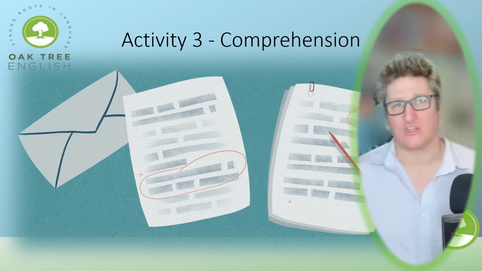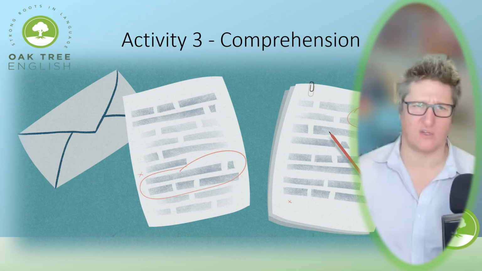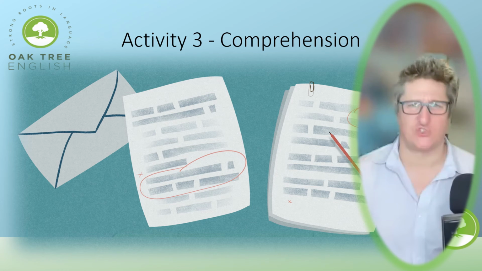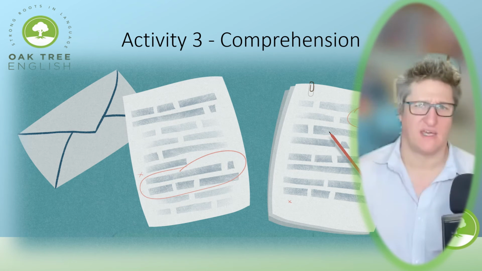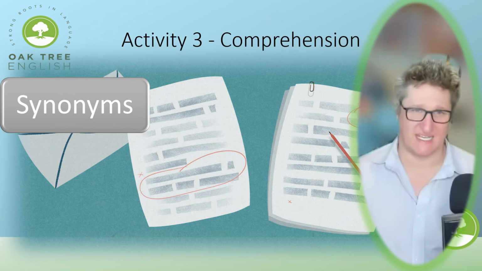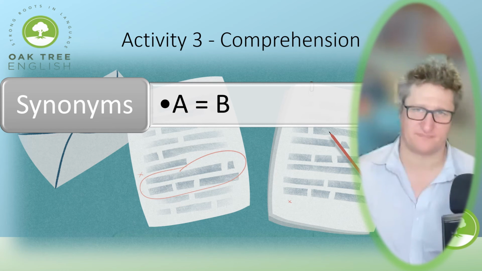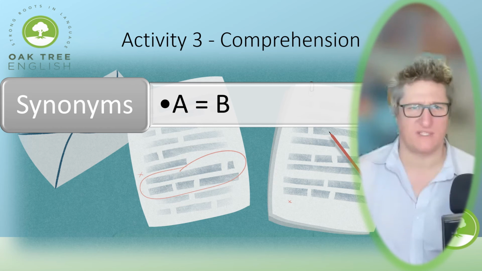Activity 3 is another comprehension exercise. This time with one slightly longer text, like a letter or a short magazine article, and 7 to 9 questions. There will be more focus on language in this part, including questions on synonyms, that is, reading in context, and rephrasing. So synonyms are words that mean the same as other words. A equals B, feline equals cat, canine equals dog.